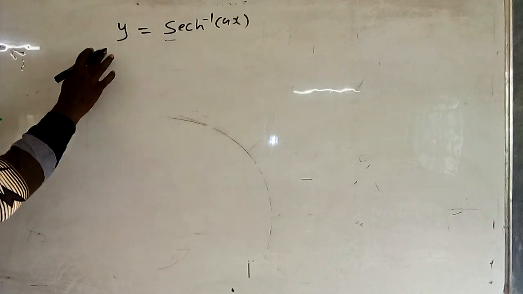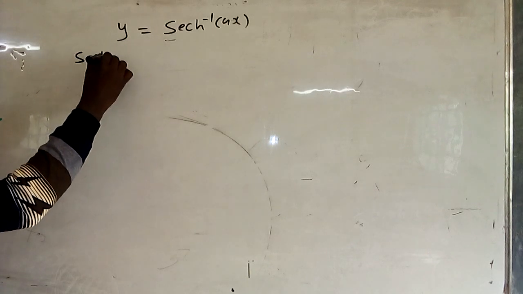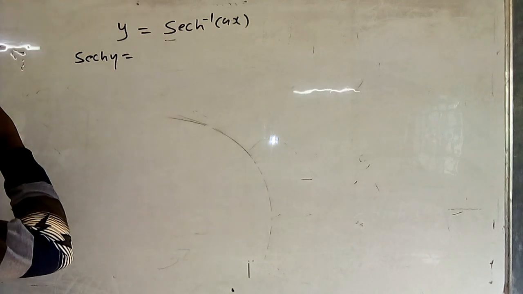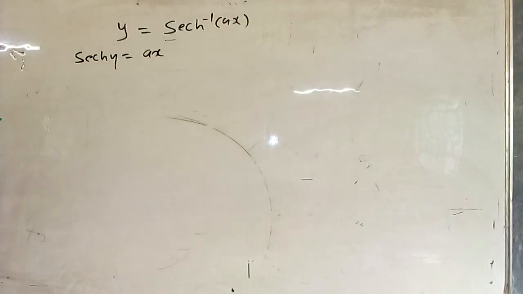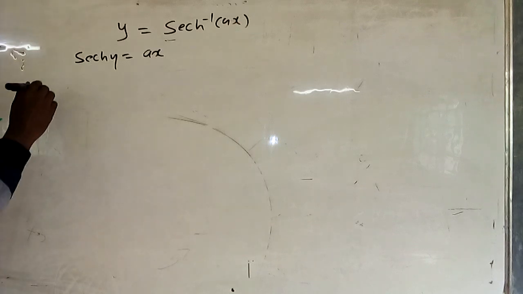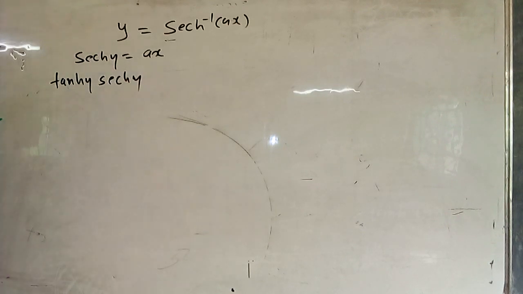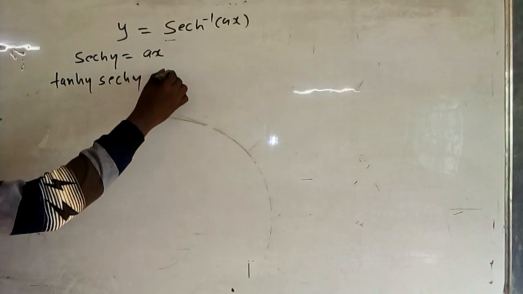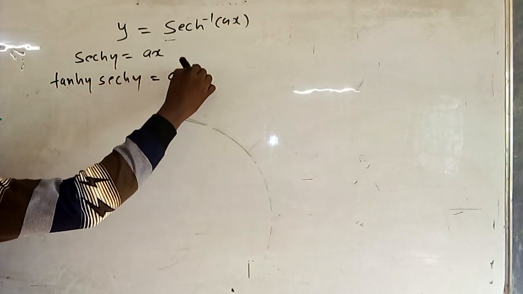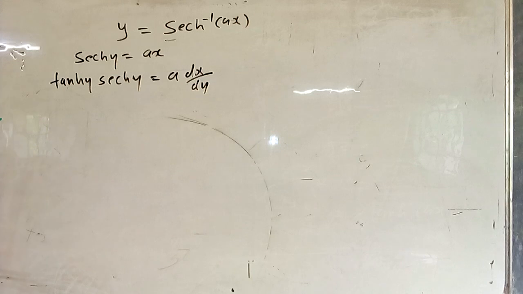Doing sec on this side of the equation, you have sec y is equals to ax. Are we together? Yes. Sec y is equals to ax. So if you differentiate sec y, you get tan y sec y, standard. If you differentiate sec y, isn't it? You get tan y sec y. Then with respect to y, you get dy over dy. Then here, if you differentiate x with respect to y, you get 1, then you remain with the dx over dy, isn't it?